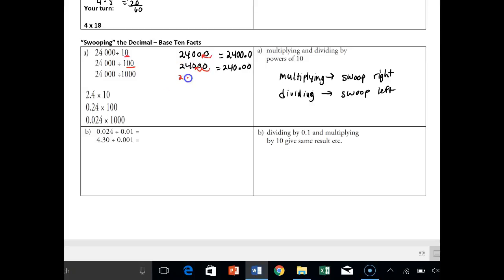24,000 divided by 1,000. Oops, I messed up, sorry. I meant to do that in black. So 3 zeros, 1, 2, 3. So swoop 3 times, 1, 2, 3. So 24,000 divided by 1,000 equals 24.000, or you're just 24, right? Now it's the same thing for multiplying, right? 2.4 times 10, except we're going to swoop right. You have 1 zero, so it equals 24, right?